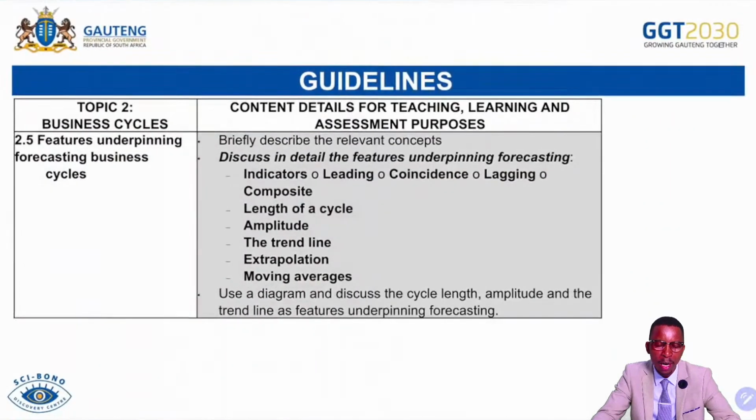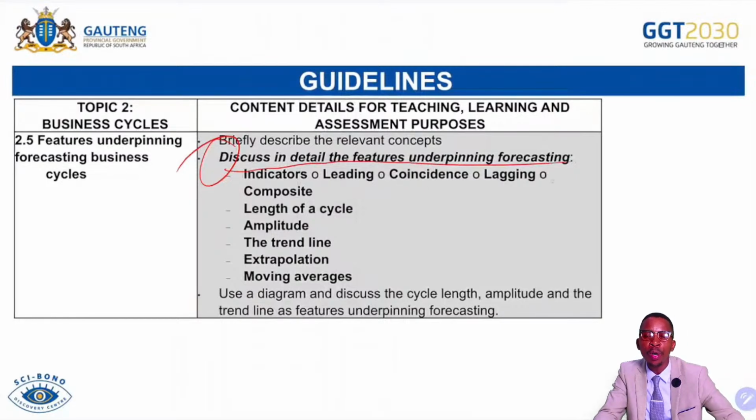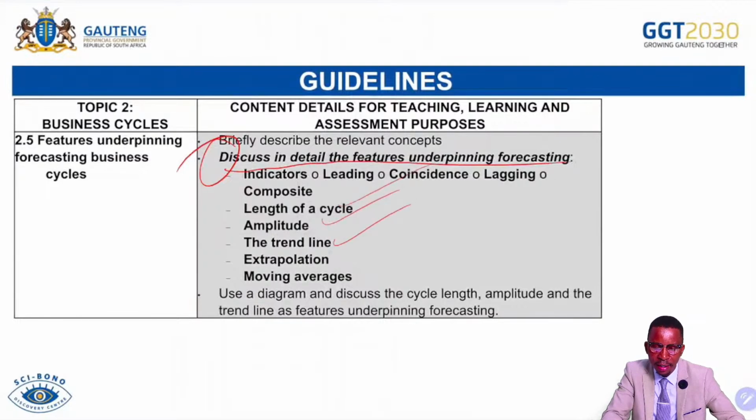And then you also work on discussing in detail the features underpinning forecasting. Remember, if we say discuss in detail, that's your essay. So this is one of the essays, where we discuss the features underpinning forecasting. That's when you deal with the likes of indicators: leading indicators, lagging indicators, coincident and composite indicators. Be able to describe them all and give some examples. Then we go further to talk about the length of the business cycle, amplitude, the trend line, extrapolation, and moving averages. You must be able to discuss all of these in this kind of essay.